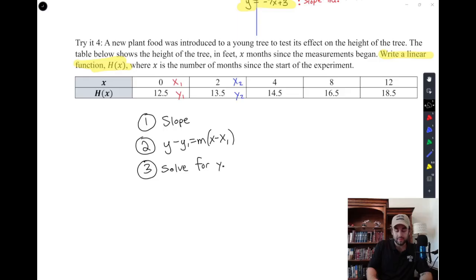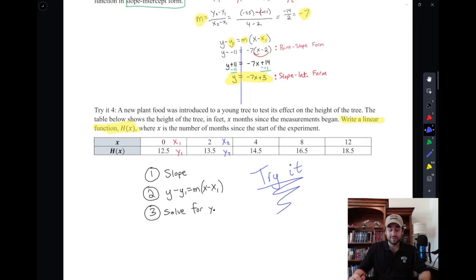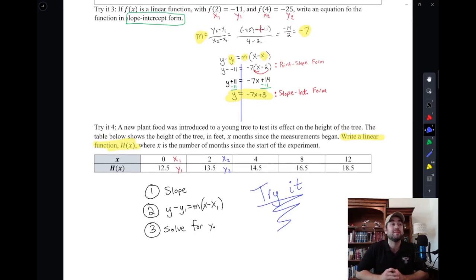Or you could say isolate y. So I've labeled your points for you and I've given you 3 steps. I would encourage you to try it. Pause the video, try it on your own. If you need a reference material, up above we just did the exact same thing with x1, y1, x2, y2, solving for y. So give it a shot and see what you get. And we'll keep going. We'll move on to graphing.